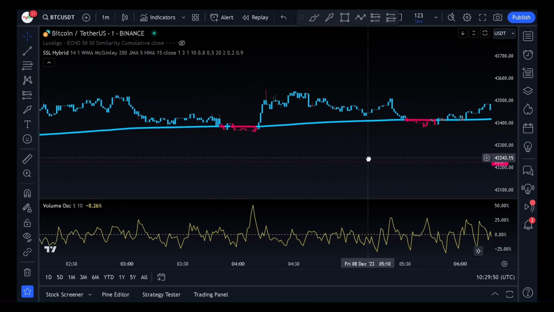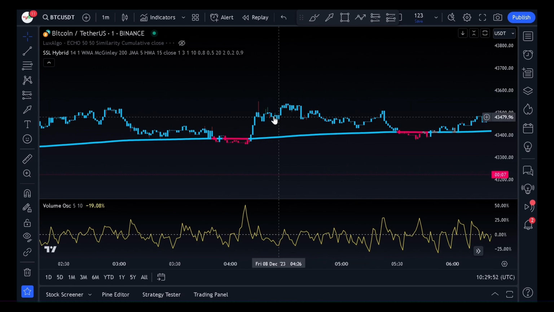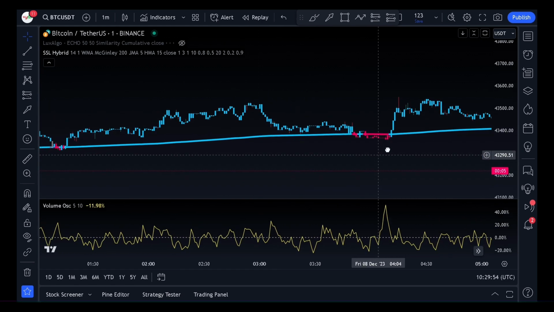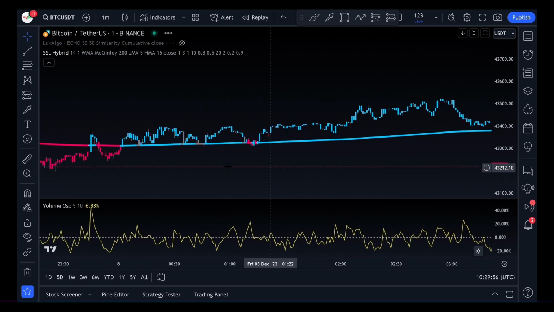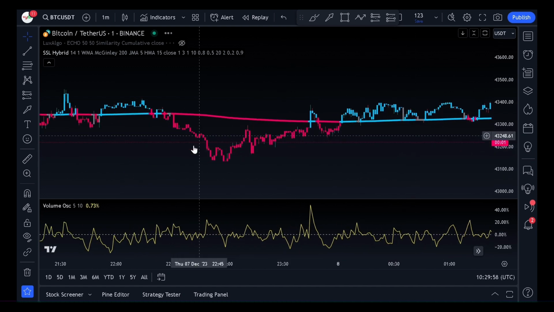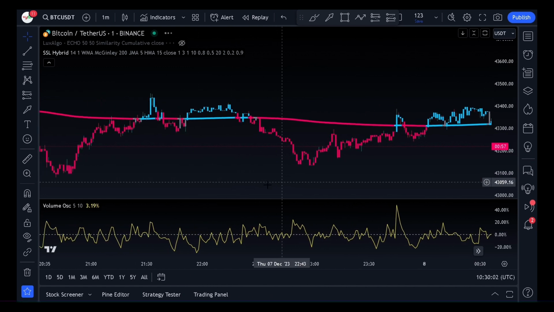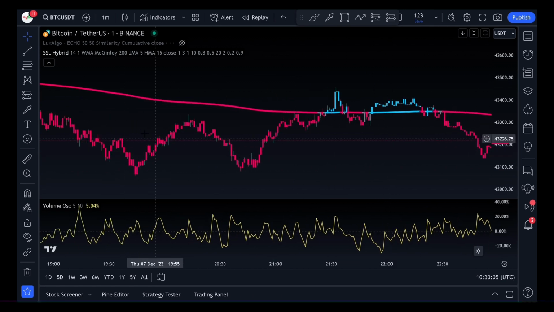When it colors the candles blue, that would mean that the market is in a bullish trend, and we will be looking to take only long trades. But when it colors the candles red, that would mean that the market is in a bearish trend, and we will be looking to only take short trades.